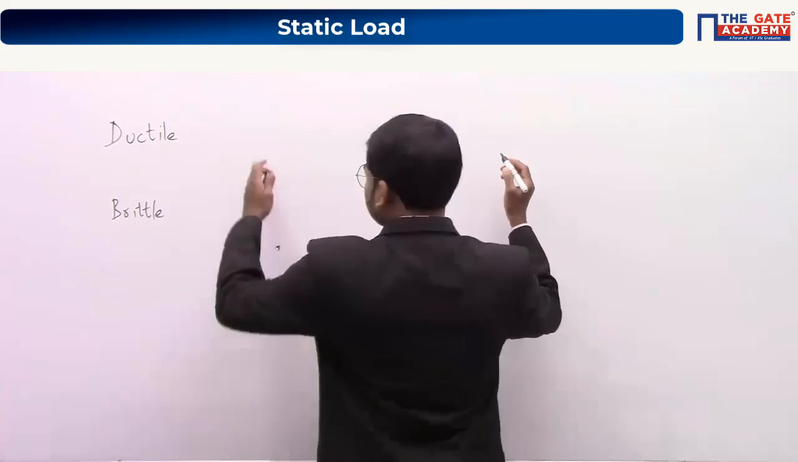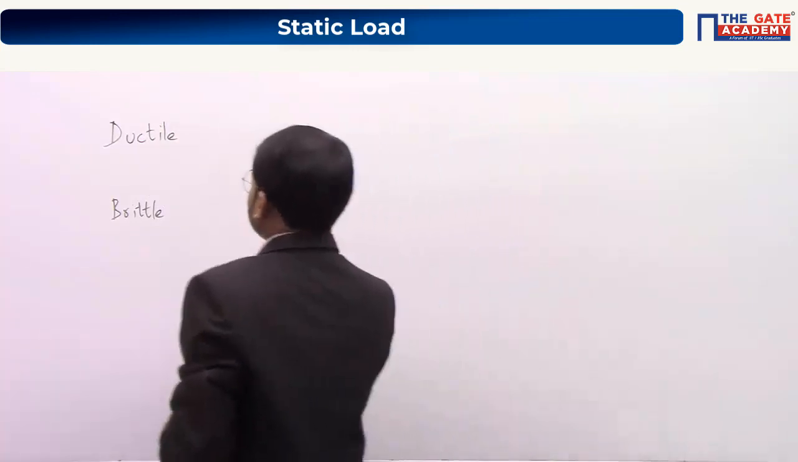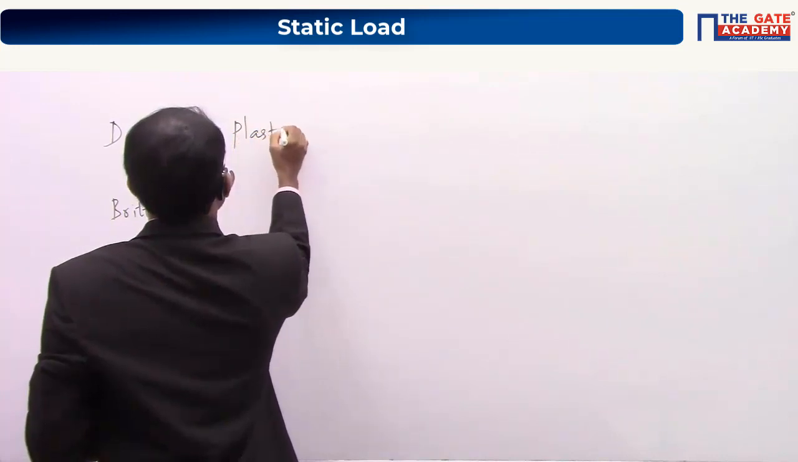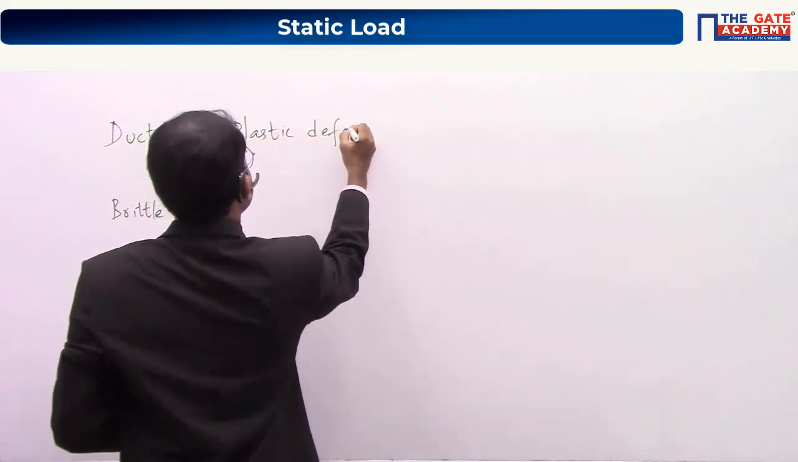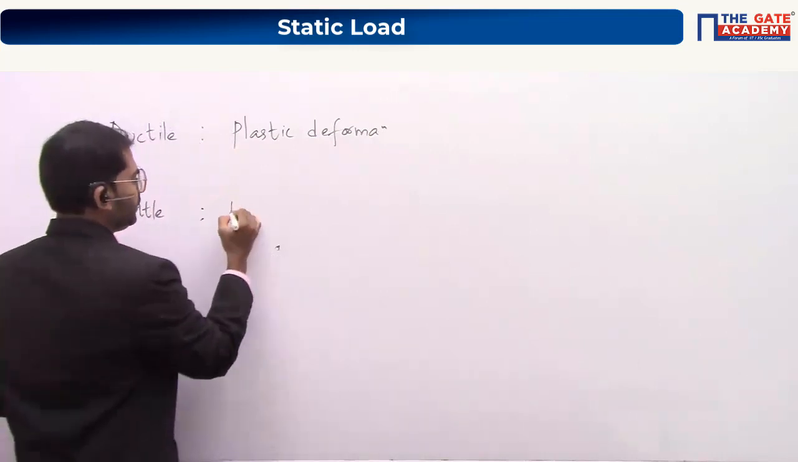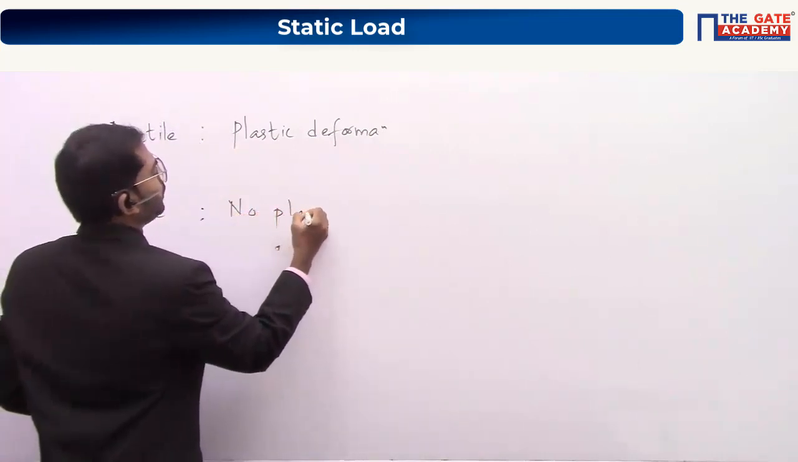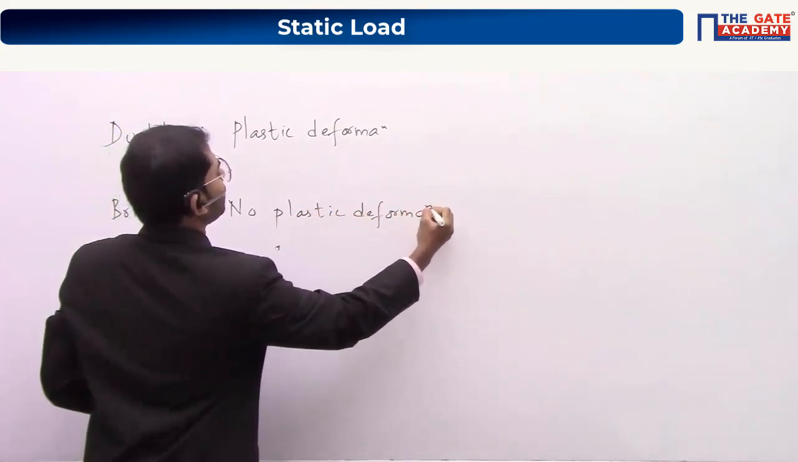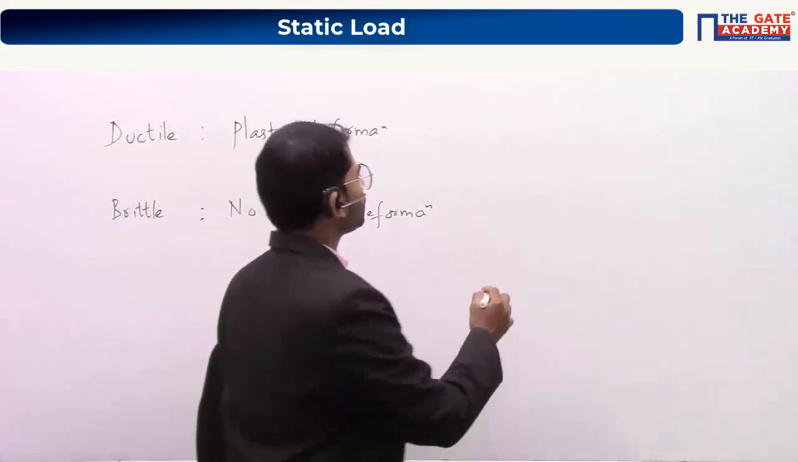Understand? So how to differentiate ductile and brittle is, if it is a ductile material, it will show plastic deformation, and if it is a brittle material, it will not show any plastic deformation. Let me show you how.